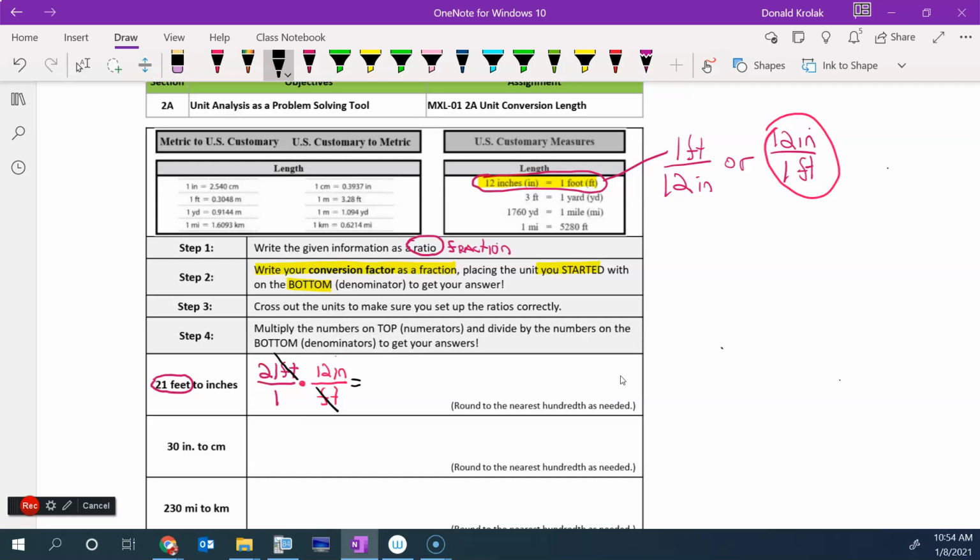And then multiply the numbers on the top. Okay, 21 times 12. Okay, and then divide by the numbers on the bottom. Well, the number on the bottom is just 1. So I'm not dividing really by anything. All right, so now I just got 21 times 12. All right, and I end up with 252 and my label, inches.